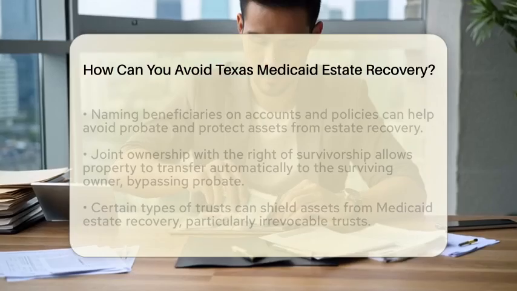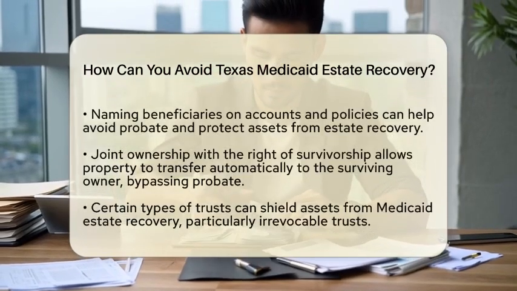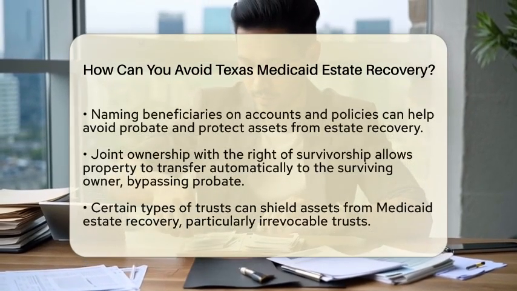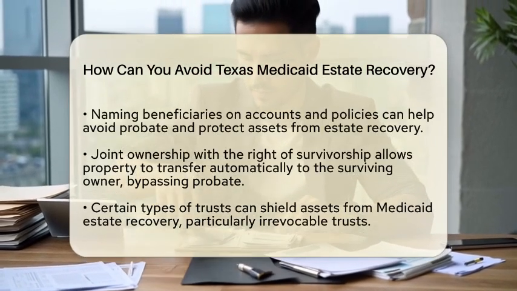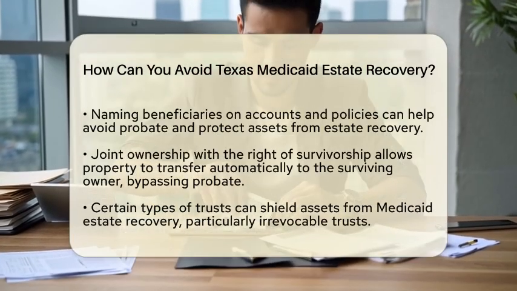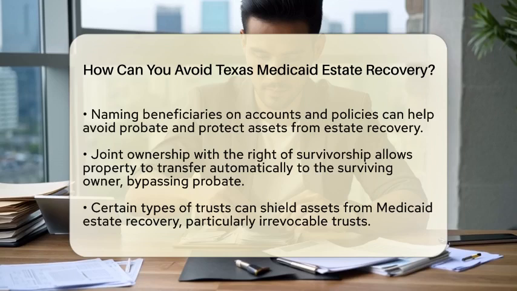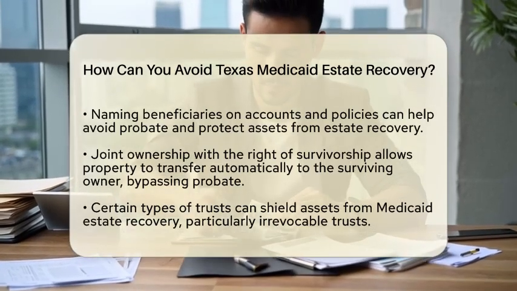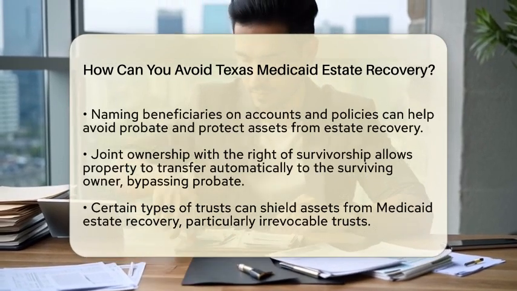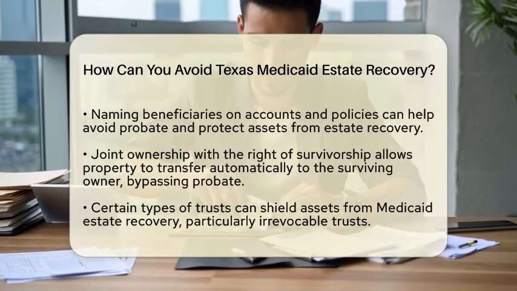One effective strategy is to name beneficiaries on your accounts and policies. When you designate a beneficiary for life insurance, bank accounts, or investment accounts, these assets can avoid probate. This means Texas Medicaid Estate Recovery cannot claim them since they pass directly to the named beneficiary.